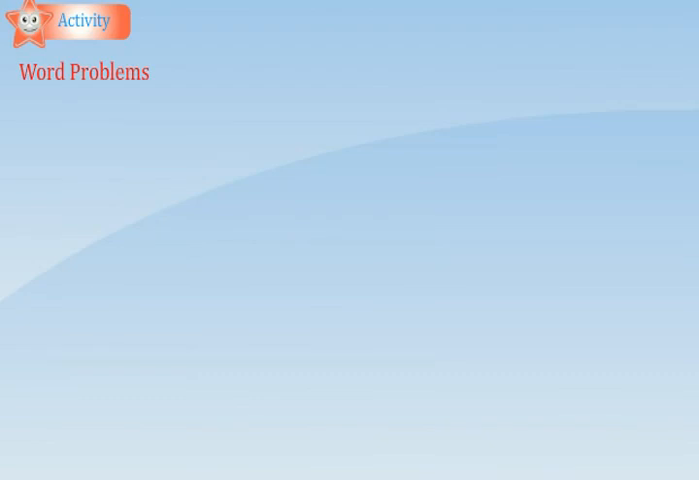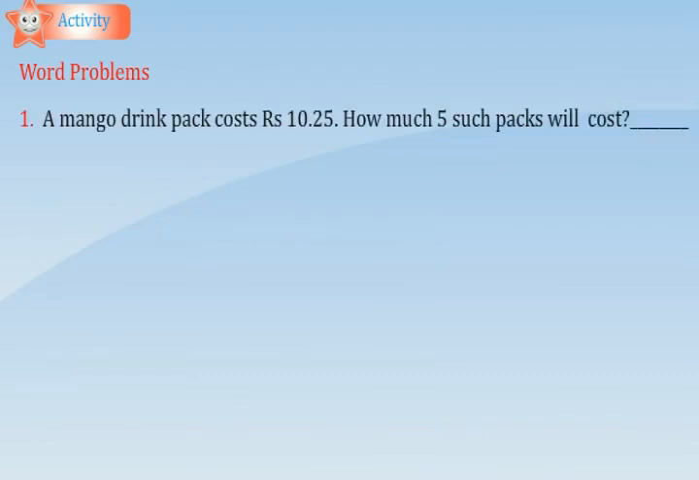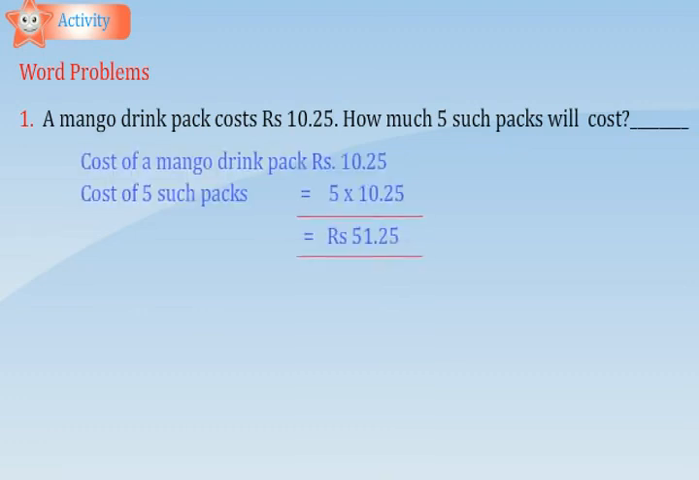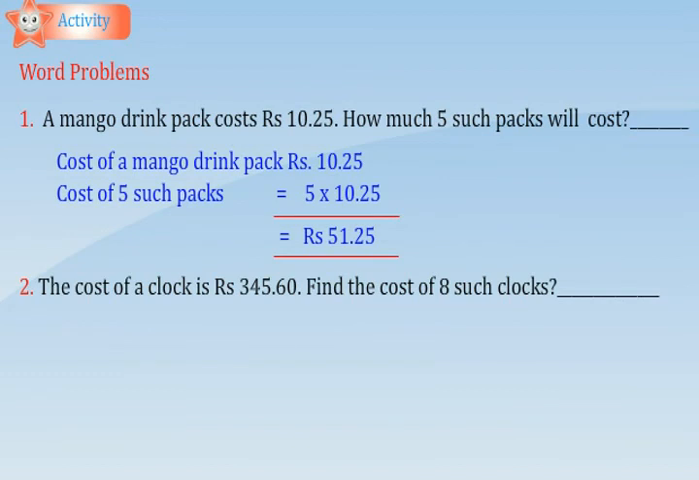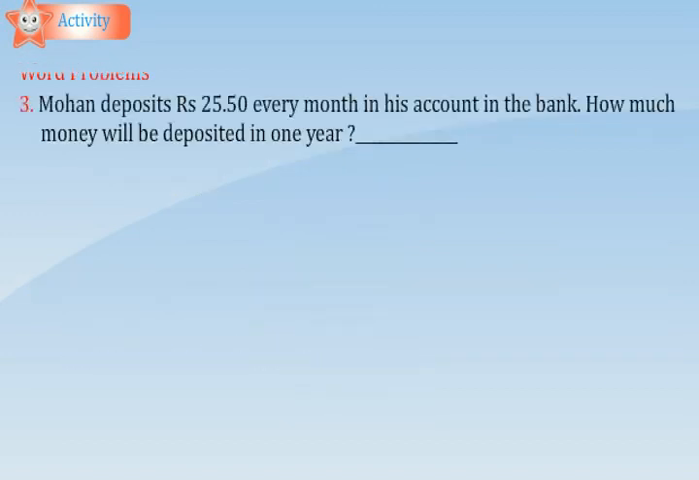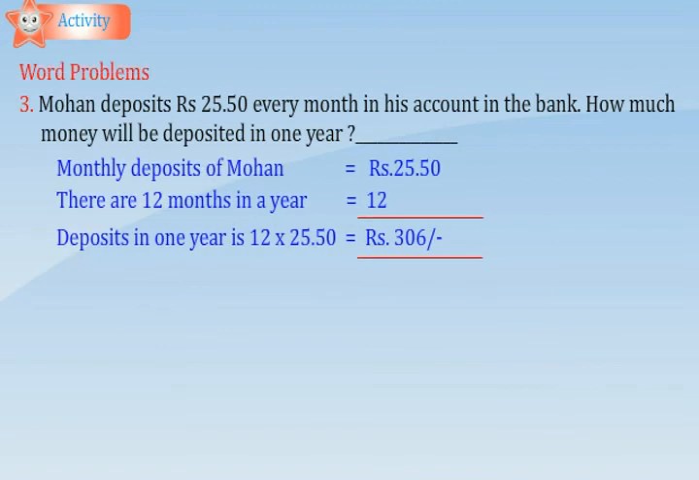Word problems. A mango drink pack costs rupees 10.25. How much will 5 such packs cost? The cost of a clock is rupees 345.60. Find the cost of 8 such clocks. Mohan deposits rupees 25.50 every month in his account in the bank. How much money will be deposited in 1 year?